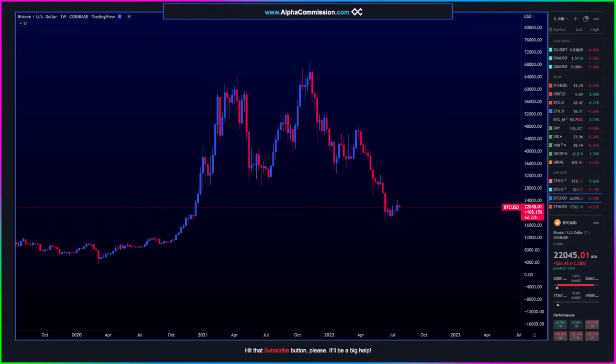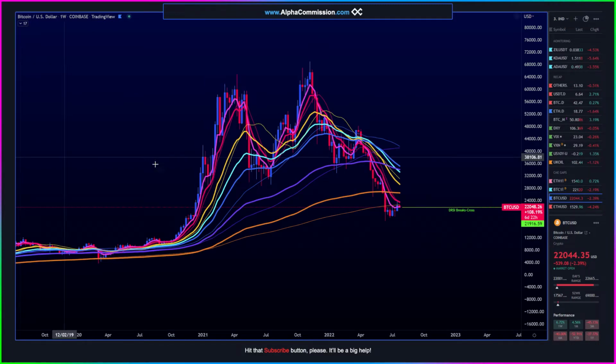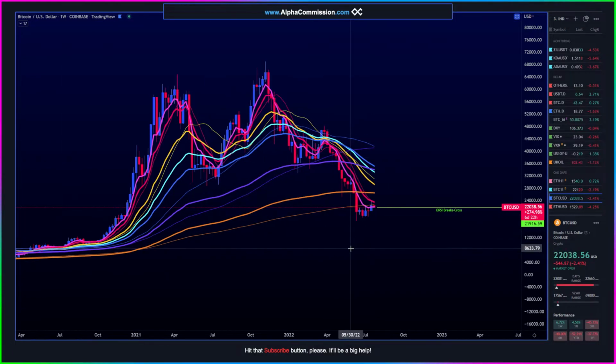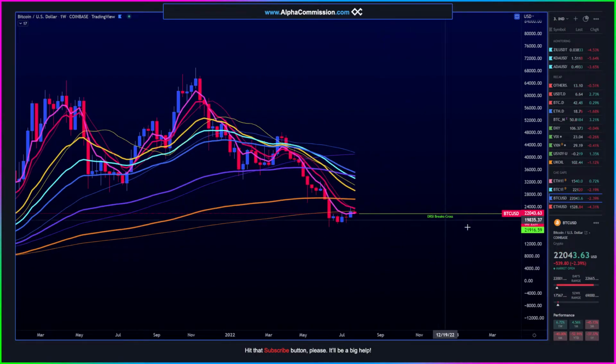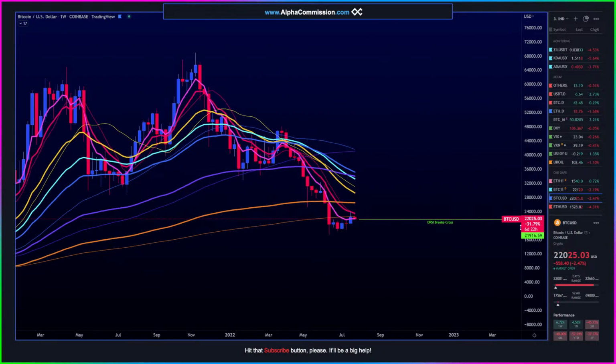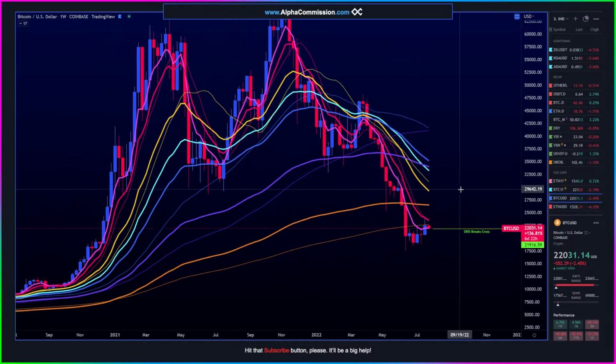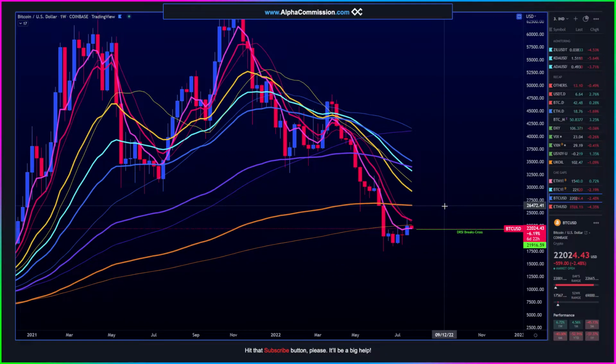Today on Alpha Commission, we're going to talk about something that I call the nine knockdown of Bitcoin. What we're going to look at is actually the weekly, where our 9 EMA crosses over our 10 MA, and we're just going to see what type of effect that has on price action when price gets rejected by basically the 10 MA.